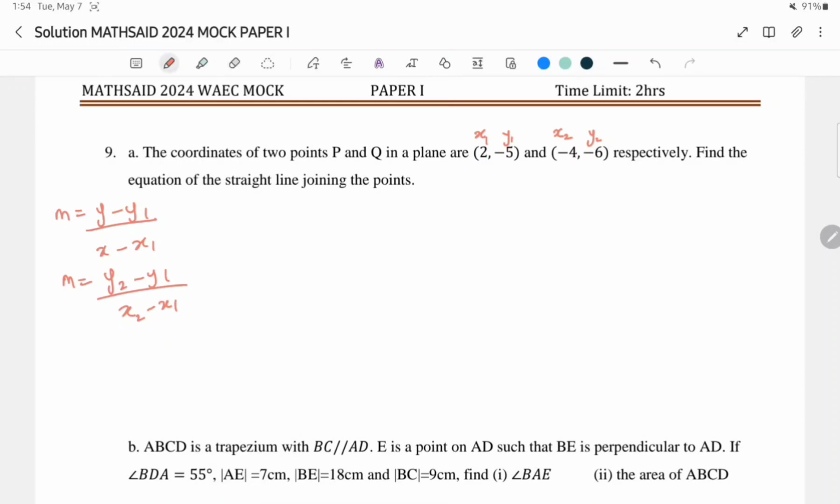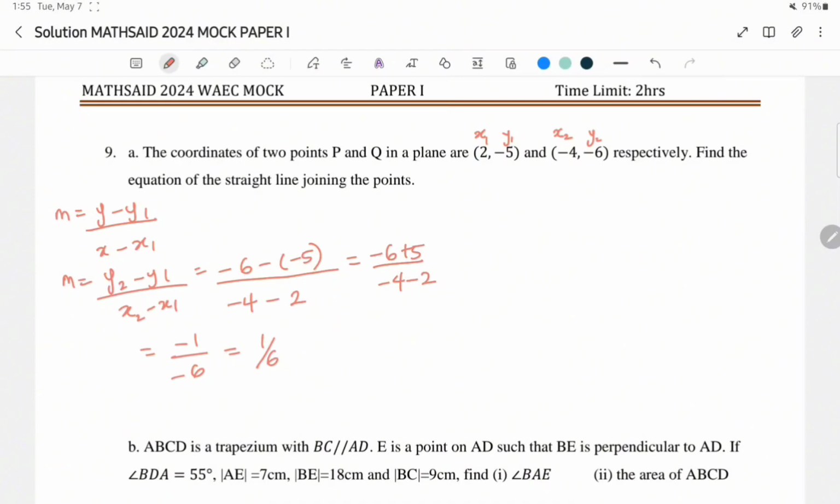Now, with what I've labeled x1, y1 and x2, y2, let's just substitute in the values here. y2 is minus 6 minus y1 is minus 5, divided by x2 is negative 4 minus x1 is 2. That means we'll have minus 6 plus 5 divided by minus 4 minus 2, and that will give us negative 1 divided by negative 6, and that's simply 1 over 6, right? The gradient is 1 over 6.